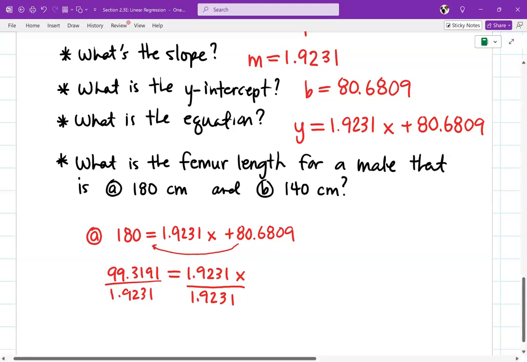Guys, don't get intimidated by the work. This is the same thing we've been doing. It's just that the numbers are decimals. So don't get scared by it. So x is equal to, well, let me divide here. Divide that by 1.9231. And it comes out to 51.6, let's say. So 51.6 centimeters. If someone is going to be 180 centimeters, then their femur should be 51.6 centimeters. You know what? We won't do part B because I don't want to waste too much of your time.